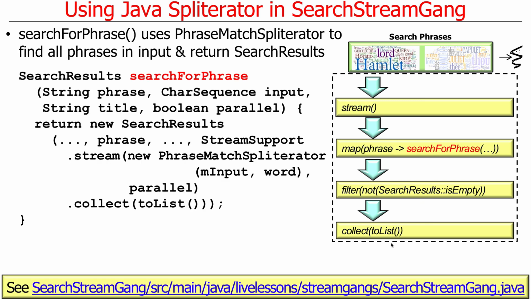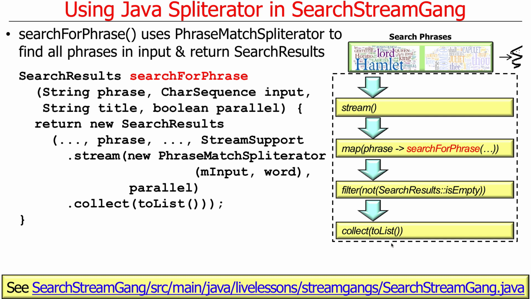OK, so the particular method we're going to look at here that uses our Spliterator is called searchForPhrase. And you can see searchForPhrase is used here in the processInput method. And processInput takes each phrase, turns the list of phrases into a stream of phrases, and it then calls map, and it searches for each phrase. So for each phrase that we have, it'll go ahead and search for it. And we'll see what searchForPhrase does in a second.